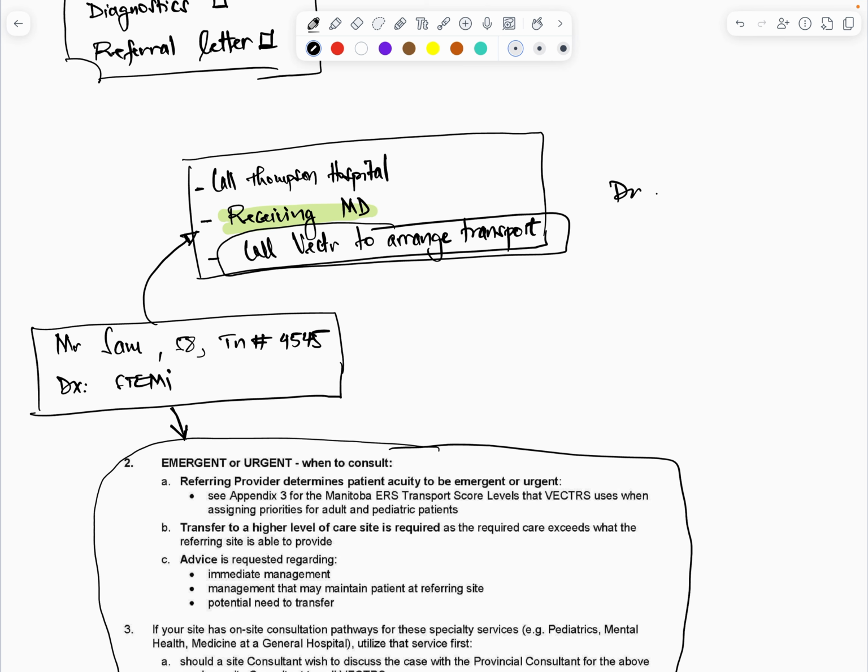Let's say Dr. X in Thompson will be receiving the patient. So Vector will then work alongside MTCC to arrange transportation based on the needs of this client to get them to Thompson. The rest of the workflow and the requirements will be similar to those who are being medically evacuated in an emergency context.